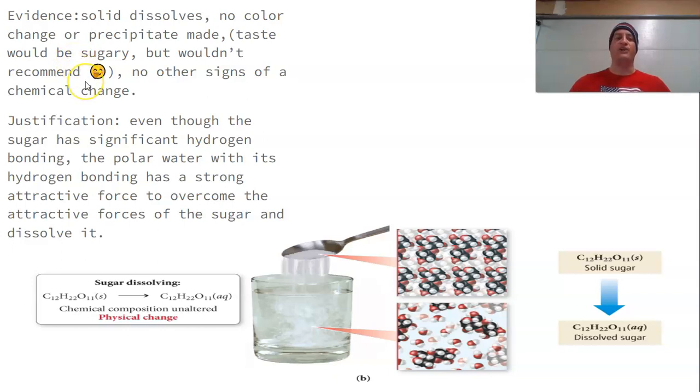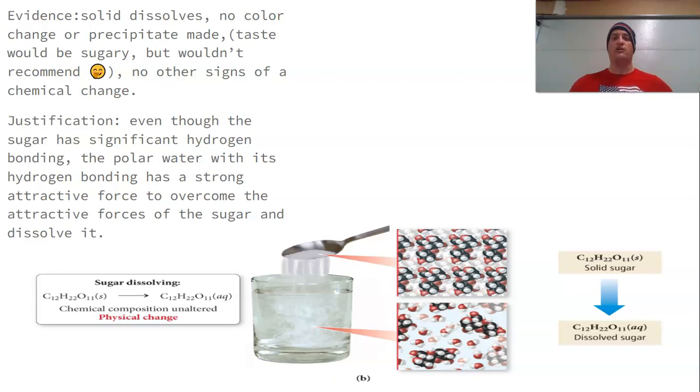However, I wouldn't know if that would be a good recommendation on the AP test, because you shouldn't be tasting things when it comes to a chemistry classroom. But there's no other signs of a chemical change. Again, listing those off rather than just saying no signs of a chemical change really isn't going to help show your reader that you understand things.